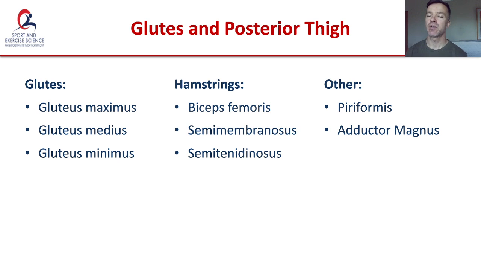Moving on to the new stuff that we want to cover today, we said we were going to talk about the glutes, the hamstrings, and a couple of other muscles there as well. The glutes and the hamstrings are two muscle groups. Each muscle group has a number of muscles in it.